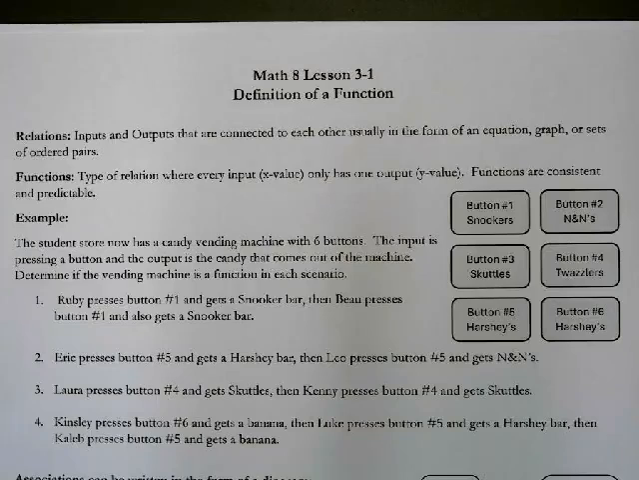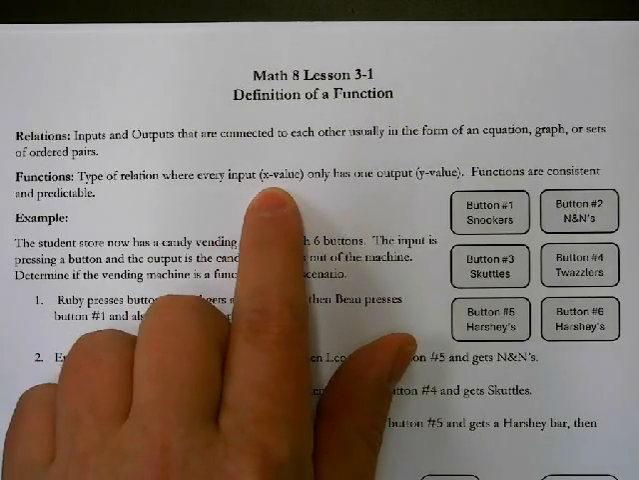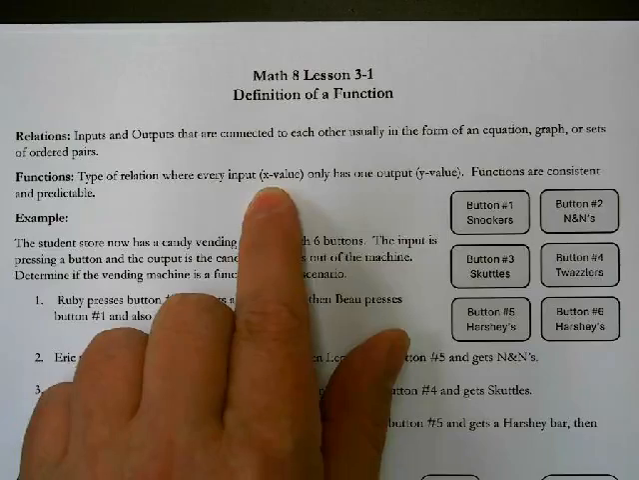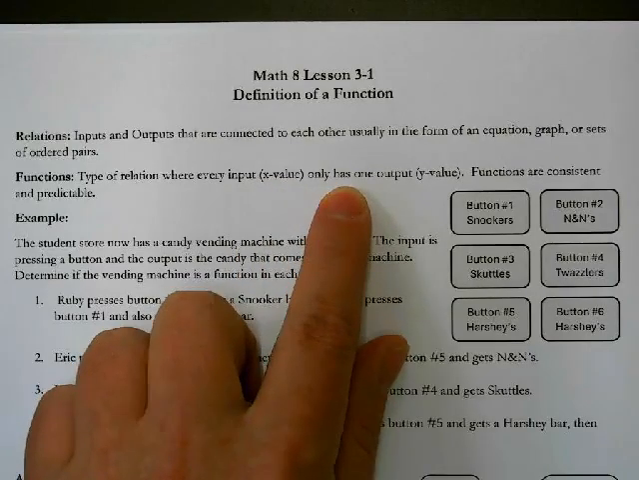All right, so first of all, a relation. A relation is just where you have inputs and outputs, usually like x's and y's, that are connected to each other. And sometimes they'll be in the form of an equation, or there'll be a graph, or just sets of different points. Now, there are a special type of relations called functions. Functions are a relation where every input, or the x value, has only one output, a y value.